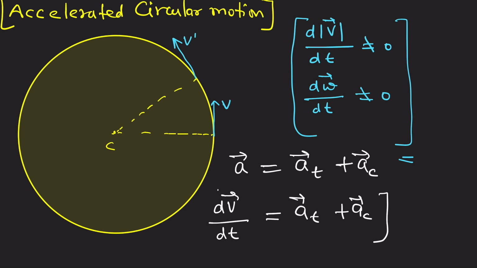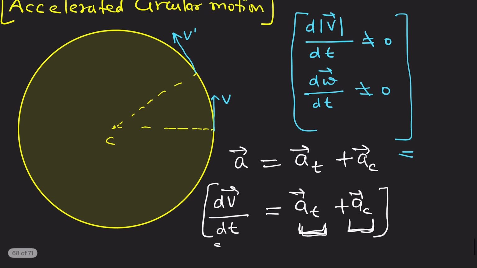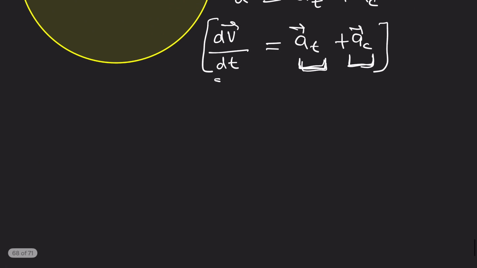So when we solve this problem, we should get one component which should be tangent to the path, and one which should be towards the center. I am going to derive these two by the general relationship that we developed for the velocity. The v vector is equal to omega cross r.